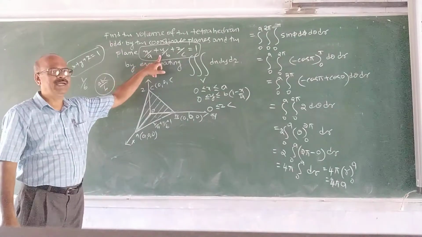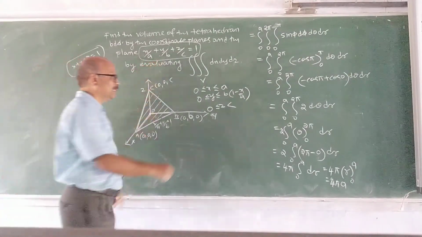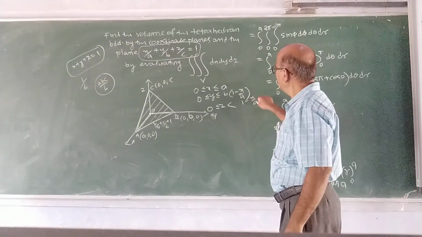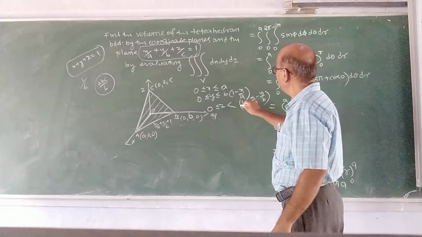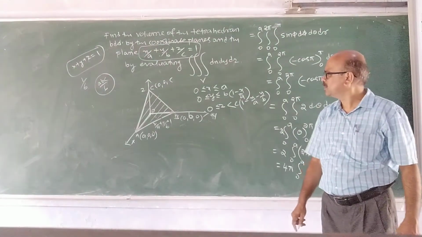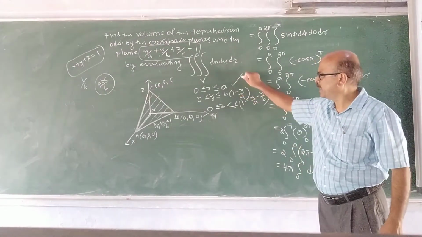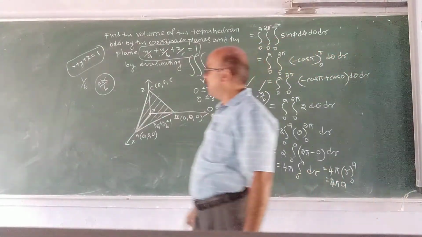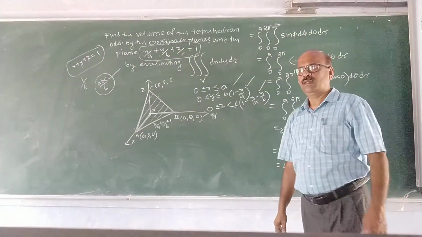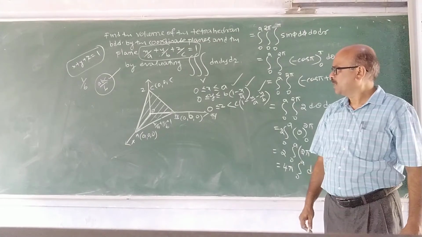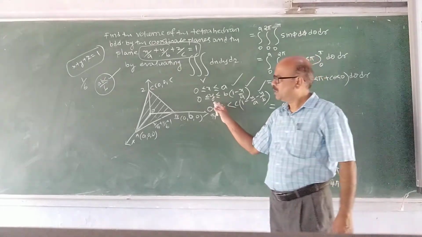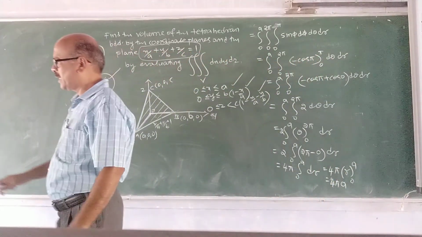How to get those values? By solving this plane equation. It is 1 minus x by a minus y by b, into c. This is z. Evaluate. The answer is abc upon 6. You know how to evaluate this using repeated single integrals. Take the answer abc by 6 and try this as an exercise.